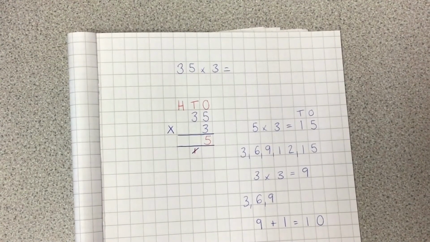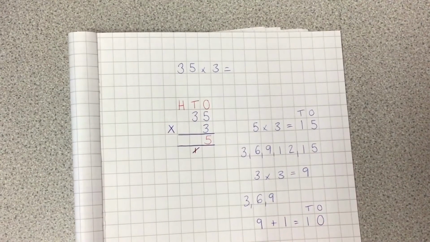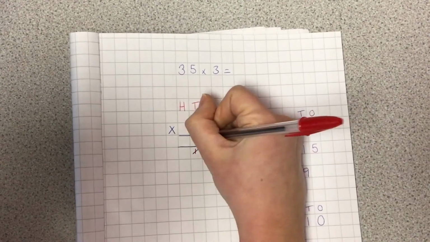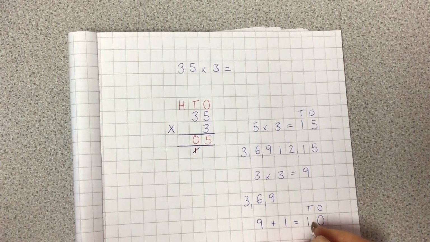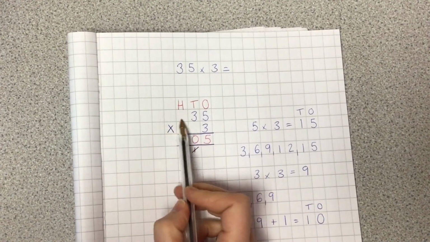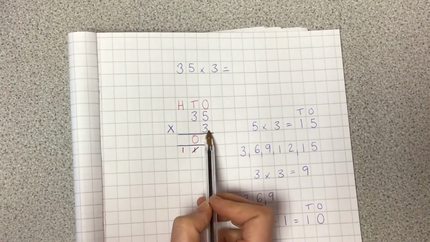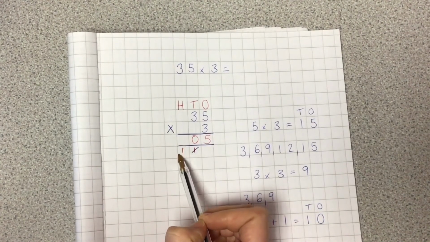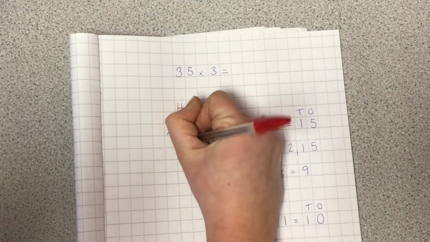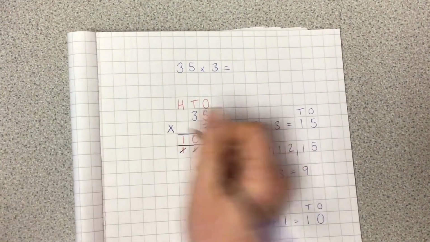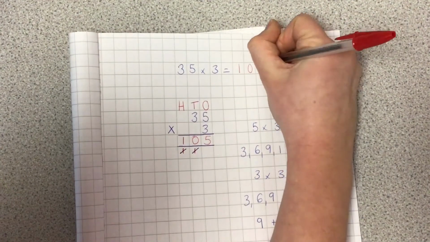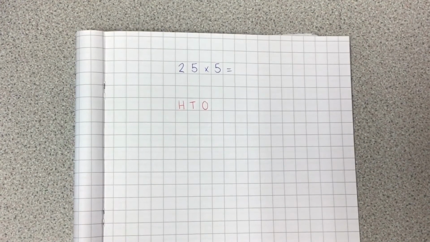Now 10 is a 2-digit number, so we have tens and ones. The 0 we can write in the tens column in the answer box, and the 10 I can carry over, but this time to the hundreds. Now there are no digits, no numbers here in the hundreds column, so I don't have to times 3 by anything. But because there has been a number which has been carried, I can just add that straight into my answer. So I can just put a 1 there, and I'll cross off the 1 which I have carried, the 10 which I've carried. So 35 times 3 equals 105.